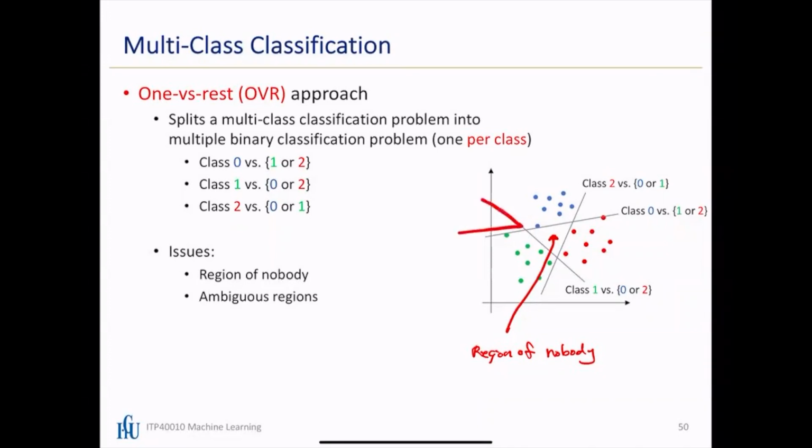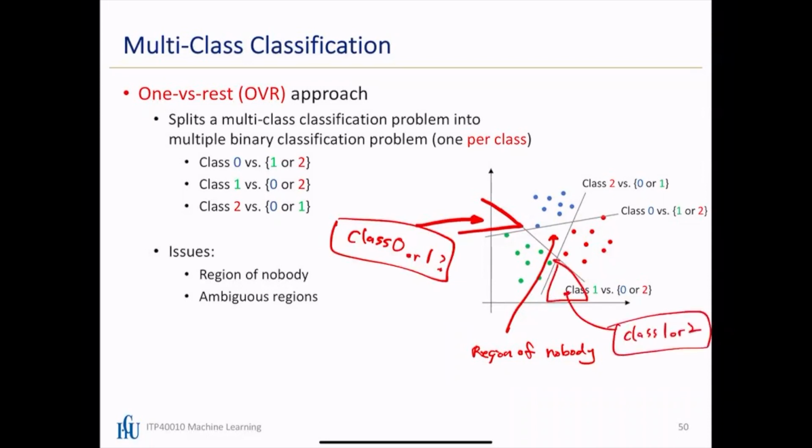And some area in between like this is either blue or green. Well, the same thing is happening in this block, class red or class green. Here as well. So these regions are called ambiguous regions. These are the logical issues when you have three different classifiers to make a multi-class classification solution.